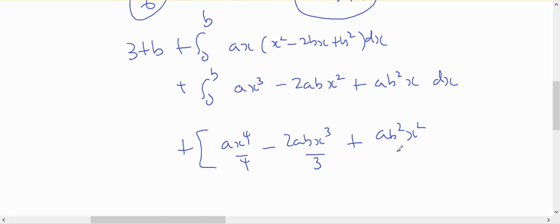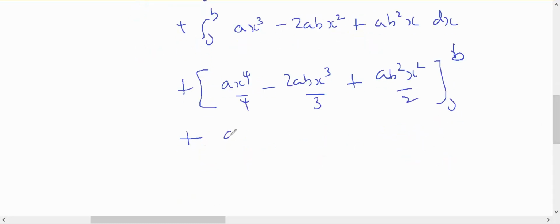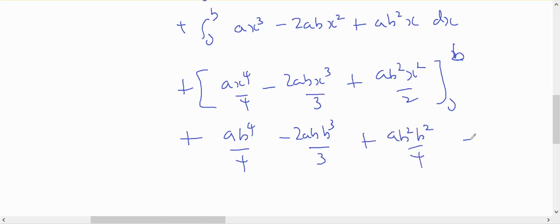ax to the 4 on 4 minus 2abx cubed on 3 plus ab squared x squared on 2, from 0 to b, which is ab to the 4 on 4 minus 2ab times b cubed on 3 plus ab squared times b squared on 2, minus nothing plus nothing minus nothing.